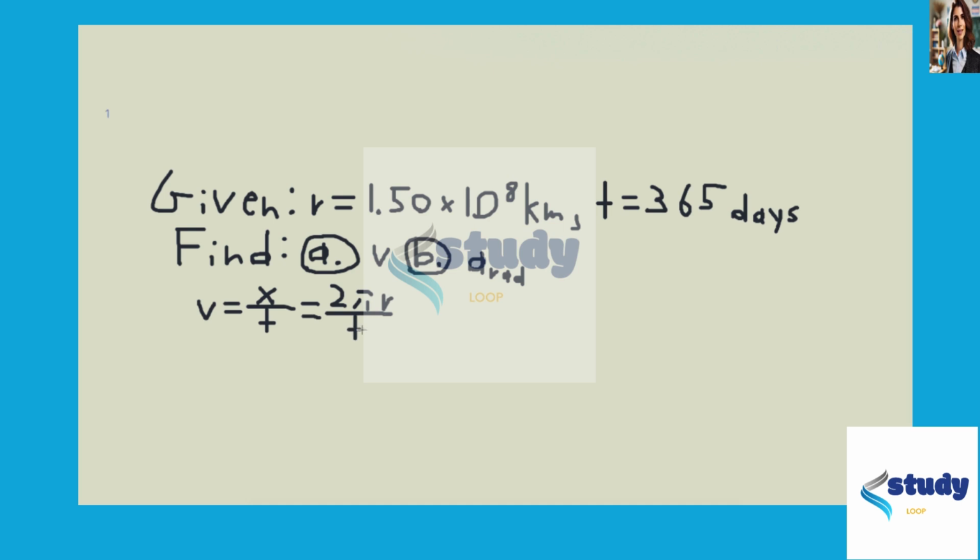Okay. And now we have to convert r and t to the proper units. So r has to be in meters, so we can convert the kilometers to meters. In order to convert kilometers to meters, we just multiply this value by 1,000. There's 1,000 meters in 1 kilometer. So our radius is going to be 1.50 times 10 to the 11th meters.